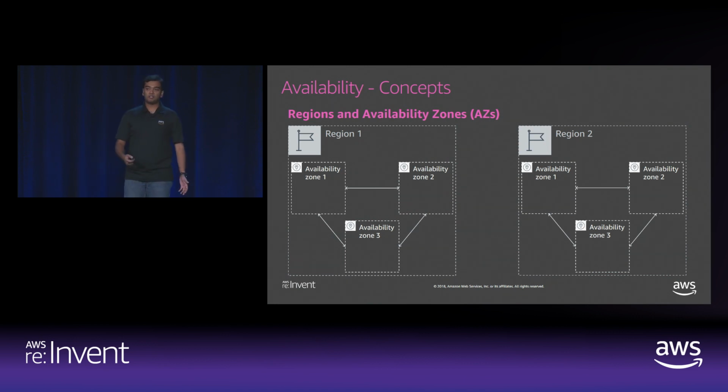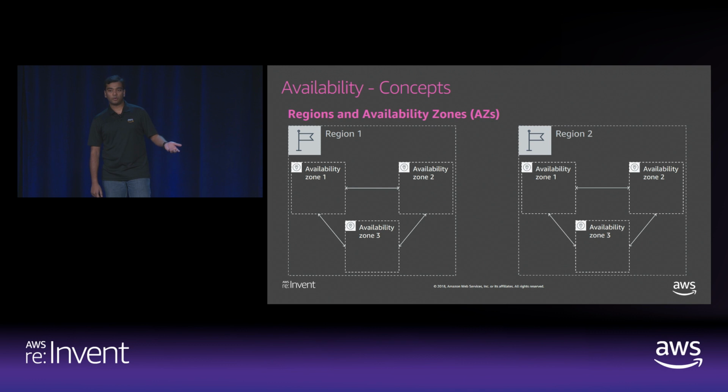So AWS has presence in multiple geographical locations. Like we have a presence in North Virginia, and we call that US East 1. And we also have presence in Oregon, and we call that US West 2. Each of these geographical locations where we have presence, we call regions. And each region has multiple availability zones.